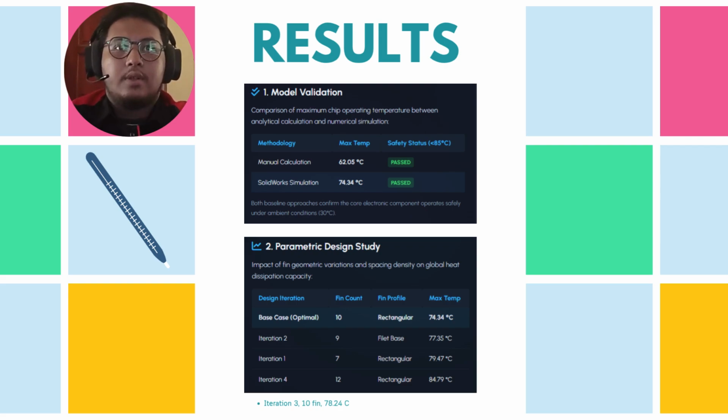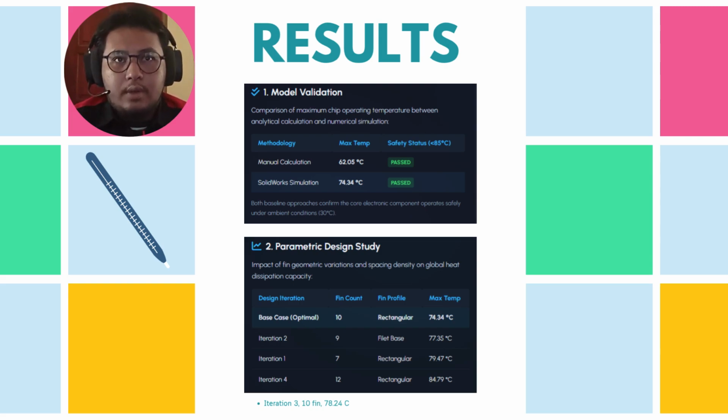So first let's look at our result. We analyze the chip operating temperature, so we ensure it stays below the safety limit of 85 Celsius under standard 30 Celsius ambient condition. So then we move on to the model validation.